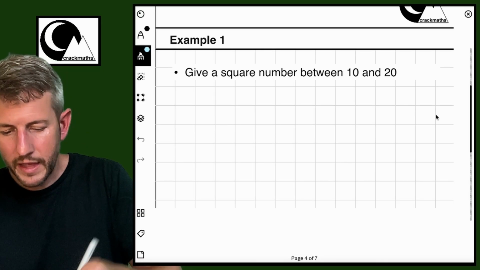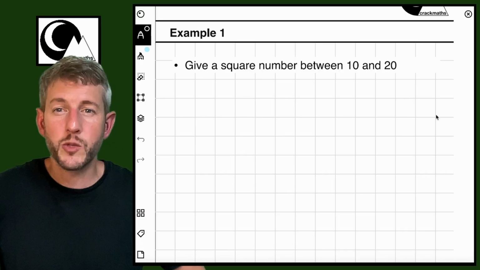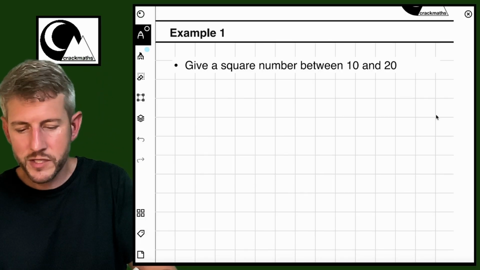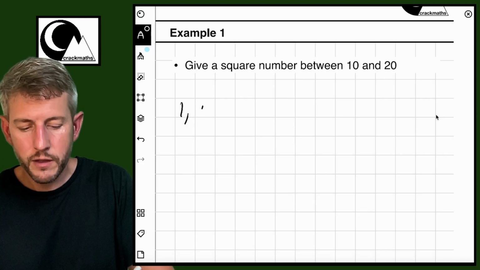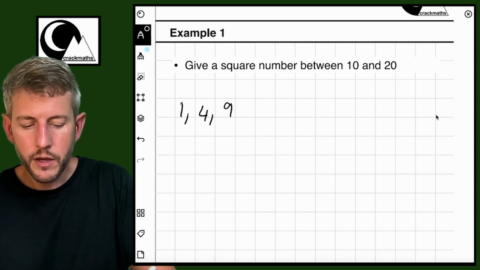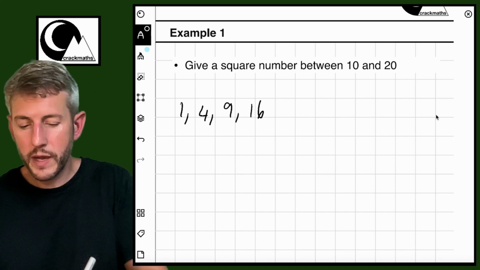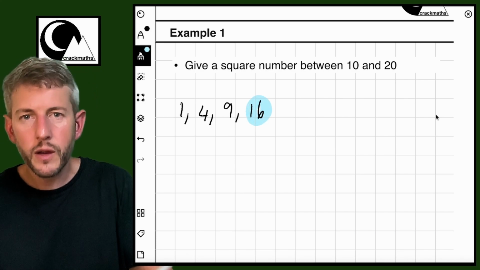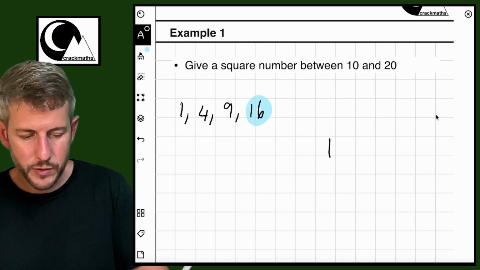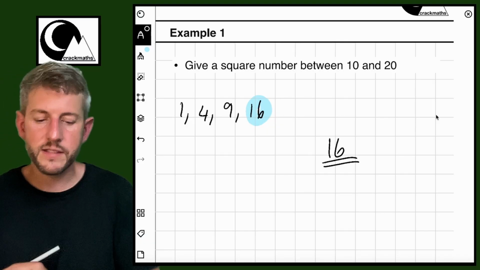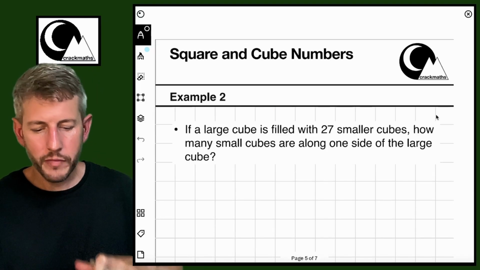Example 1 is give a square number between 10 and 20. Okay, so let's think about our square numbers. We had 1 from 1 squared, 4 from 2 squared, 9 from 3 squared, 16 from 4 squared. So here we go, we've got a square number between 10 and 20. So our answer for this question is 16.